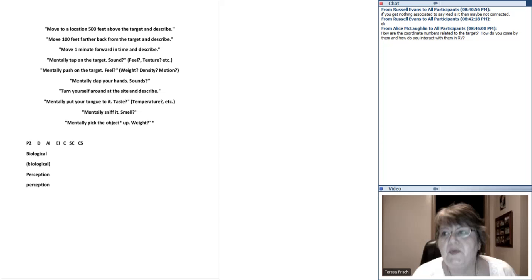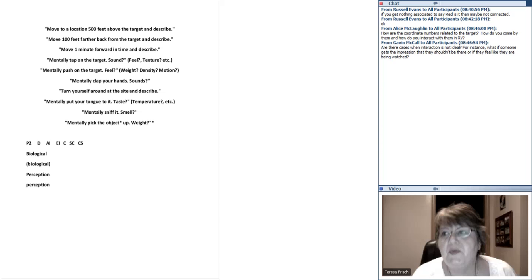How are the coordinate numbers related to the target? They're not. How do you come by them? One easy way is to give the date. And do you interact with them in RV? You can, once you give the coordinate. Let's say you've got some target and you don't have coordinates for it, give today's date, and then give your viewer number, and that's just data that would go into a database.